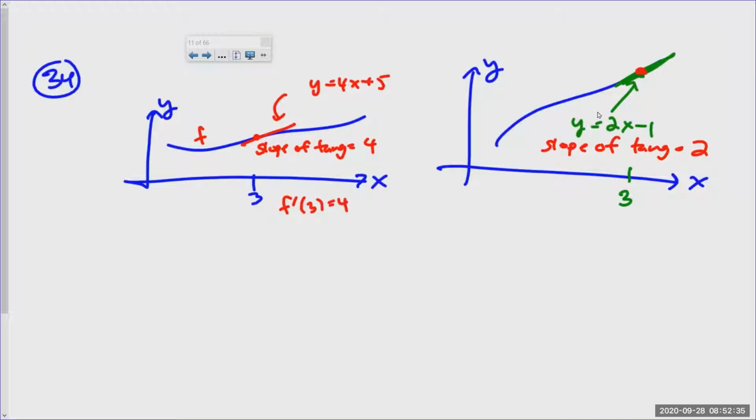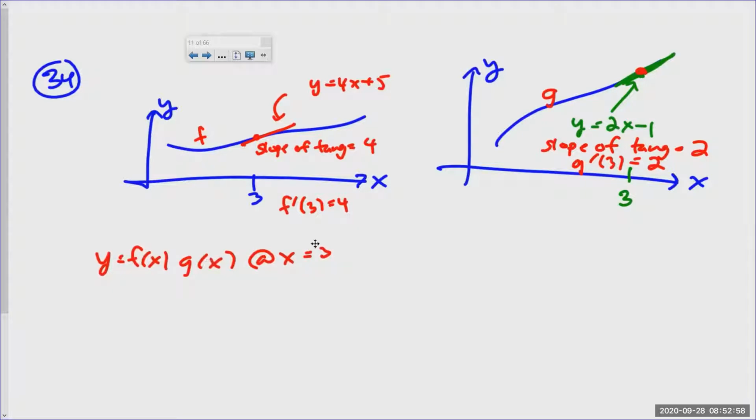You see that? And if this is my g graph, I think it is. Actually, I don't know. Yeah, this is my g graph. Then I know g prime at 3 is 2. Okay, so they've given me some information. And then the first question is find the equation of the tangent line to the curve y equals f of x times g of x, at x equals 3.